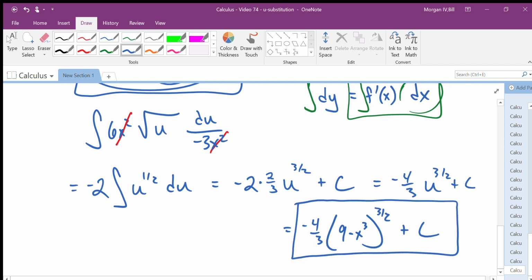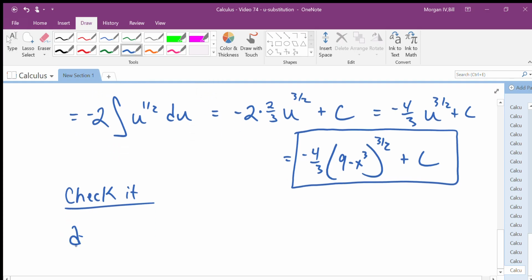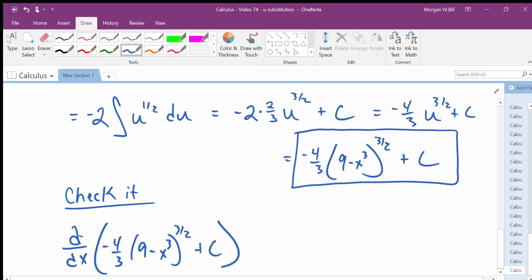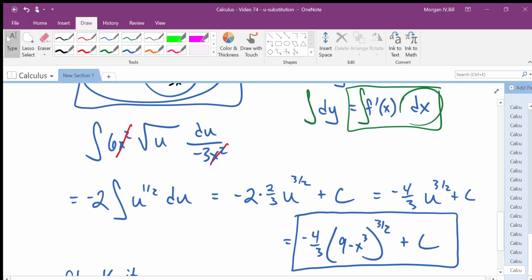And we have taken the antiderivative of a pretty complicated function. The great thing about antiderivatives is you can check your answer. We won't do this every time, but for the first time, let's check it just to be sure. The derivative of this negative 4/3, 9 minus x cubed to the 3/2 plus c, should equal our original function up here, 6x squared square root of 9 minus x cubed. Let's see if it does.